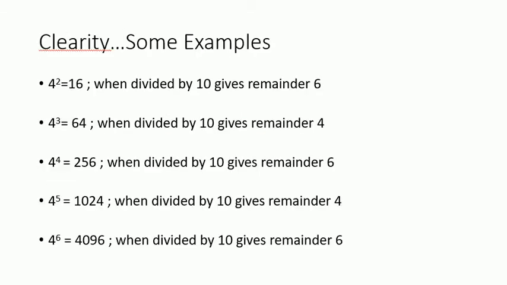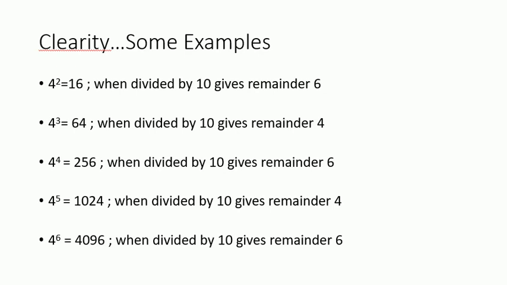4 power 3 is equal to 64. When divided by 10 it gives the remainder 4, because 3 is odd. 4 power 4 is equal to 256. When divided by 10 it gives the remainder 6, because 4 is even. 4 power 5 is equal to 1024. When divided by 10 it gives the remainder 4. 4 power 6 is equal to 4096. When divided by 10 it gives the remainder 6.